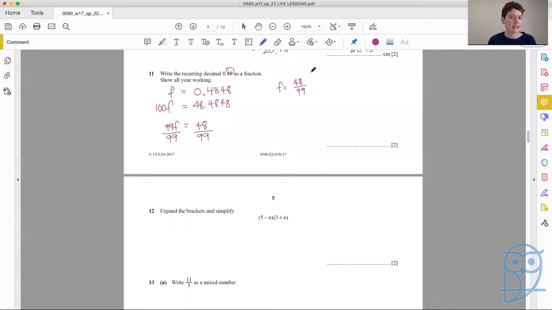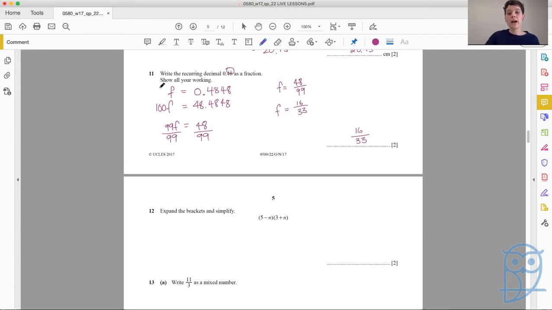But now we've got to think nicely, because those are rather big numbers. Surely there is something that can go into both of them, and we can simplify this fraction. And we do have something. We have a 3. It's going to go into both of those. So F is going to equal 16 over 33. So our final answer is 16 over 33. Okay, so there we go.